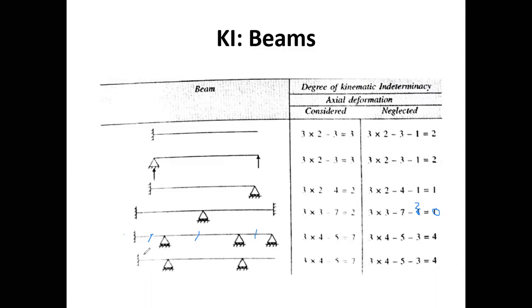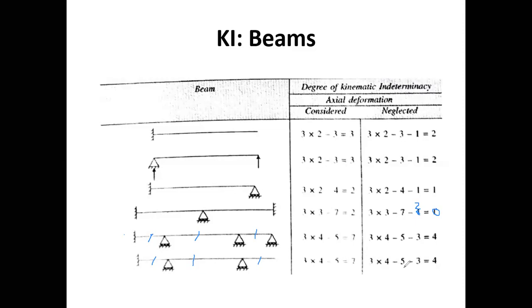Now in this case, this is a fixed end, this is a roller, again a roller. The number of members here is 1, 2, 3. The number of joints is 1, 2, 3, 4. Okay, 3 multiplied by 4 minus 5. 5 is the number of reactions: 3 over here, and 1 over here, 1 over here. So it is 5. 3j minus r is 7.